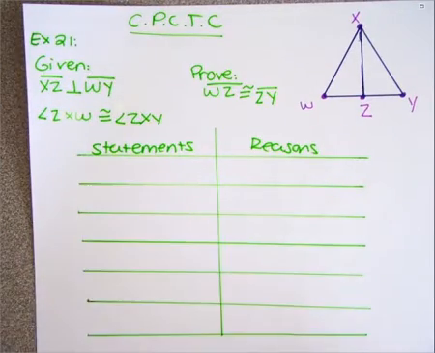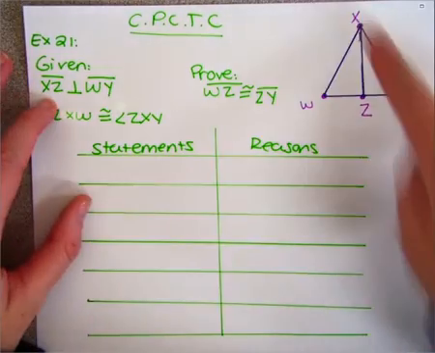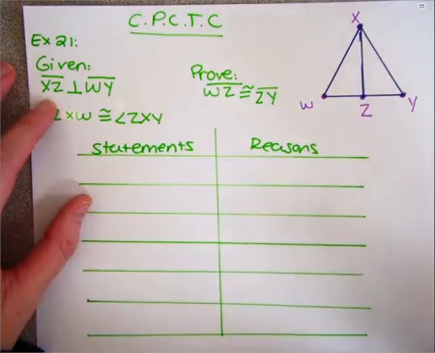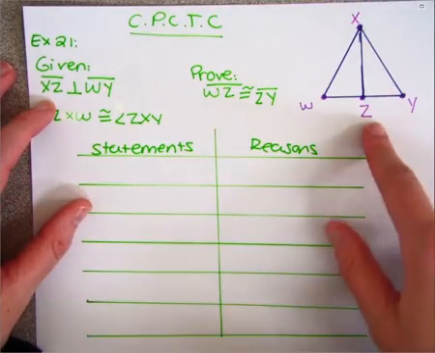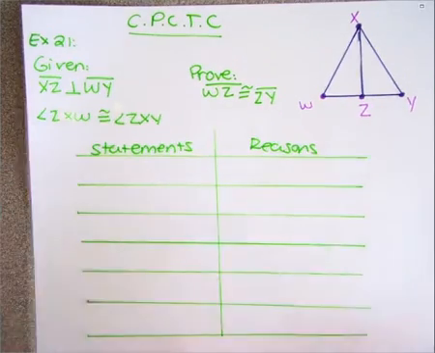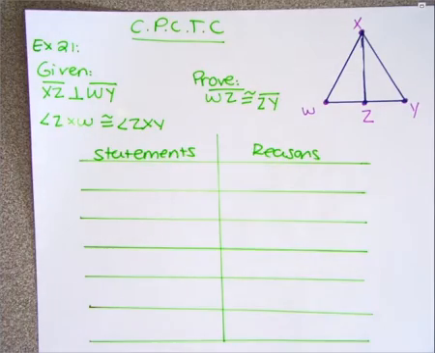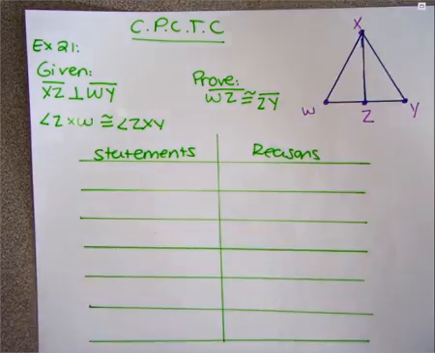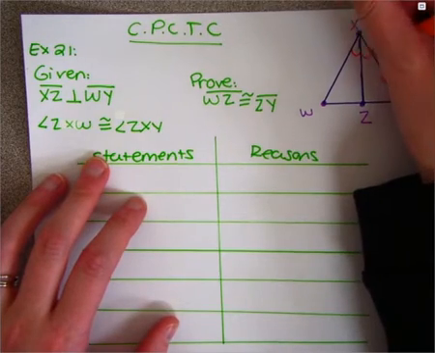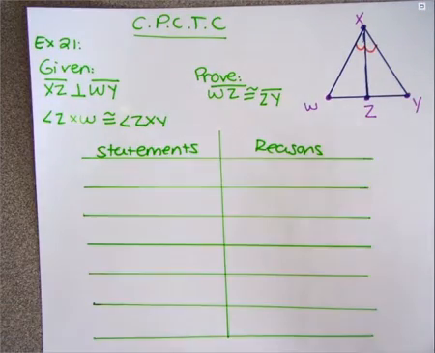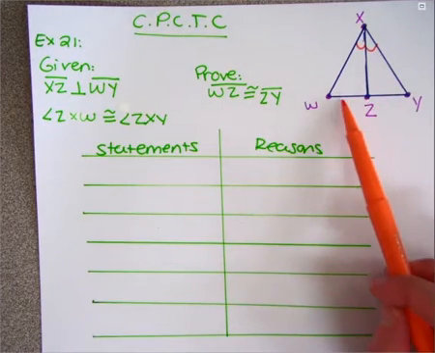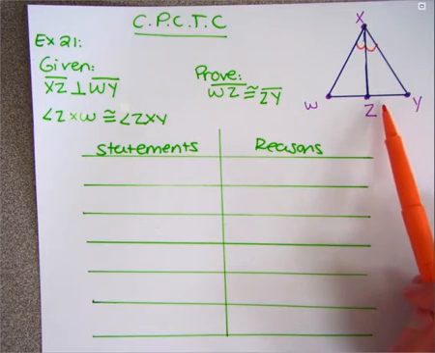I have been given that segment XZ is perpendicular to WY. We're also given that angle ZXW is congruent to angle ZXY, so I'm going to mark this in my picture. I'm not proving triangles are congruent. I want to eventually show that WZ and ZY are congruent.